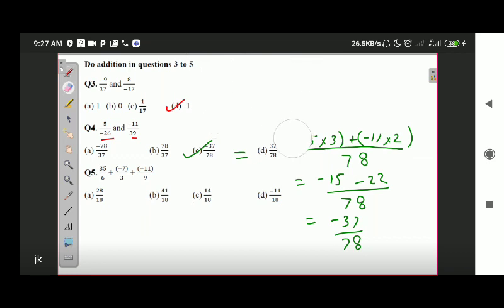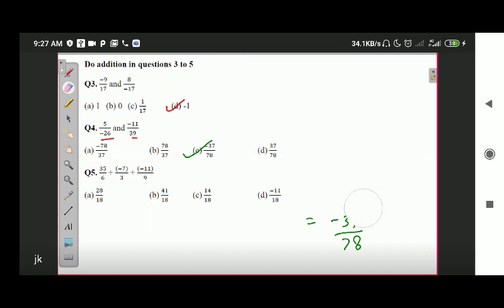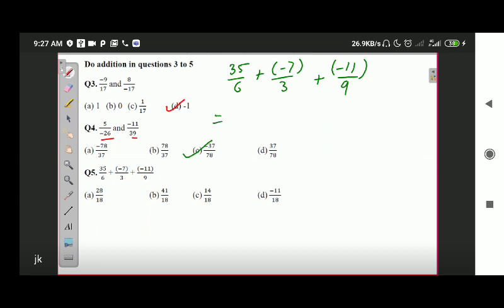Now in the same manner you have the fifth question, question number 5. So let's see, question number 5 is 35 upon 6 plus minus 7 upon 3 plus minus 11 upon 9. Okay. So once again you have to take the LCM. The LCM is going to be 18. Okay. 6 3s are 18, that means 35 into 3. 3 6s are 18, that means minus 7 into 6 and minus 11 into 2.